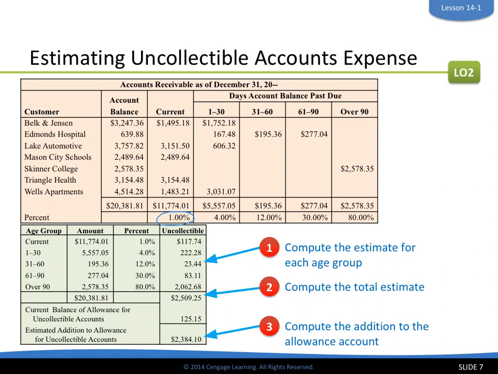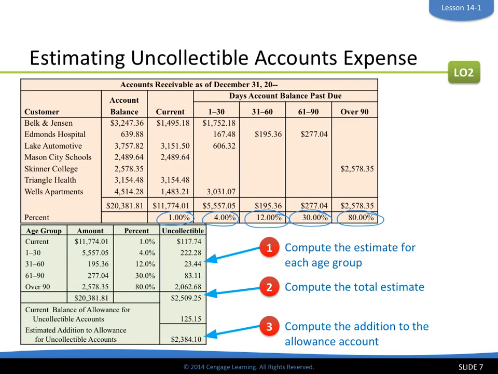If an account is 1 through 30 days past due, we believe that 4% of those are not going to be collectible. Right? If it's 31 through 60 days, we believe 12% of those ones won't be collectible. 61 through 90 days, we believe 30% of those ones will not be collectible. And then if it's over 90 days, 80% of those ones probably will be uncollectible.